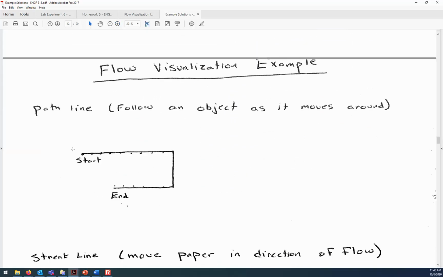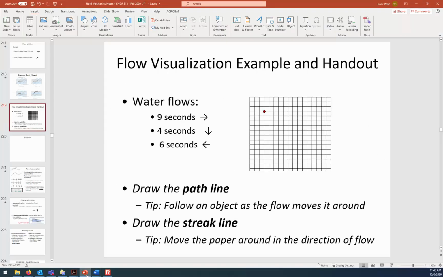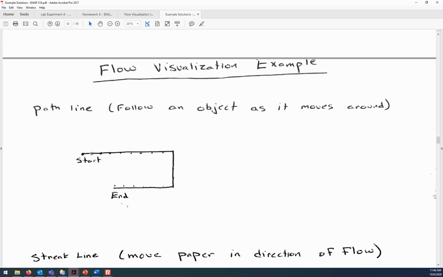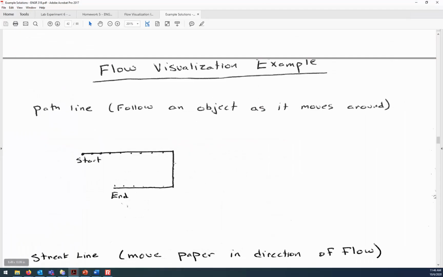So the path line starts here at the origin, and you can see that in the 9-second interval that the water is flowing to the right, we've moved 1, 2, 3, 4, 5, 6, 7, 8, 9 units to the right. And so the path line is just the can is floating, and then it goes down. It was a 4-second interval that it's moving down, so 1, 2, 3, 4, and then it flowed to the left 6 seconds, and so 1, 2, 3, 4, 5, 6. So this was the starting location and then the end.